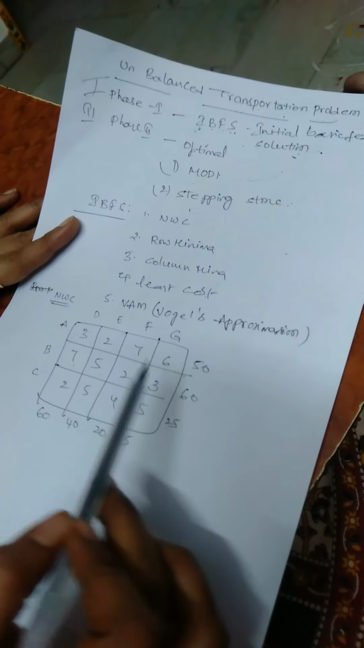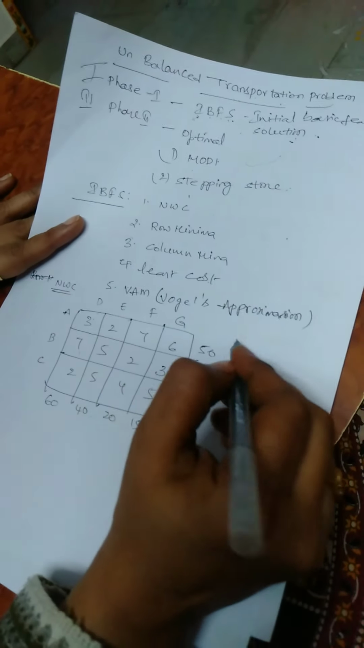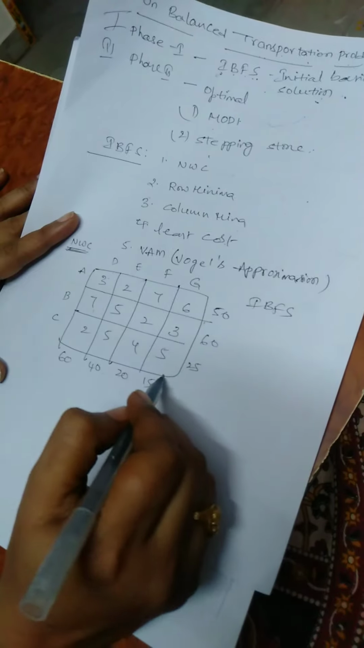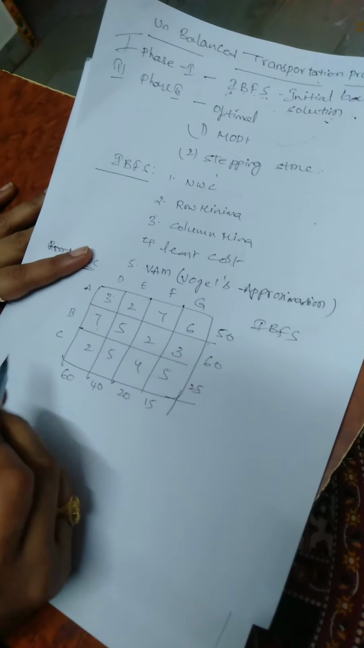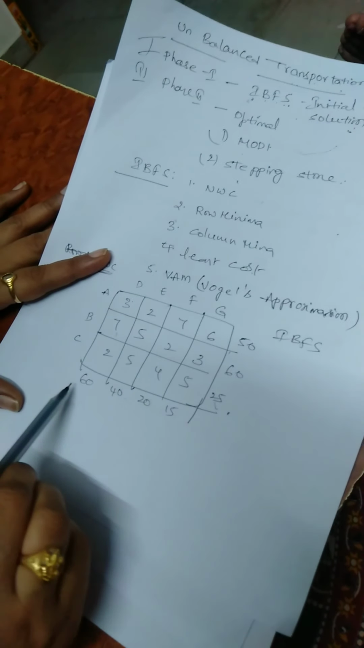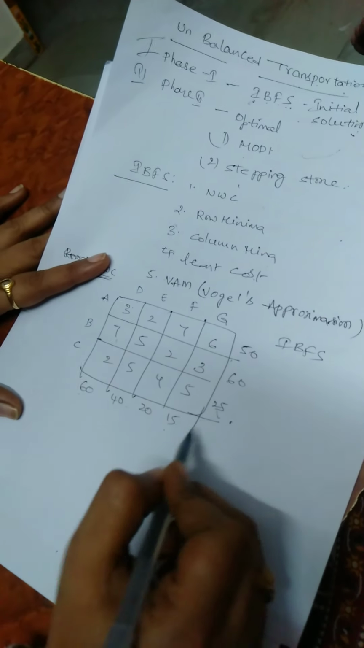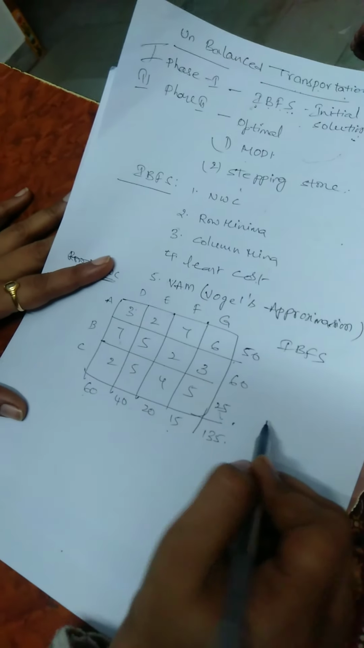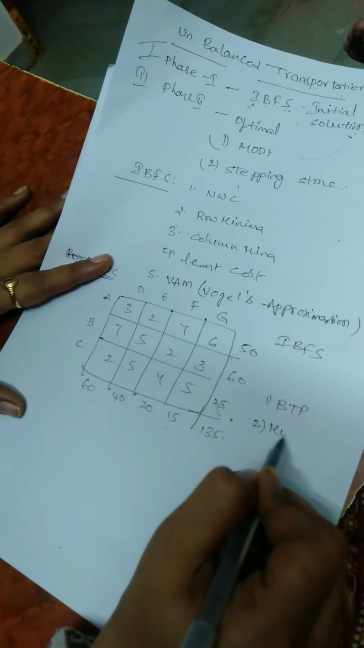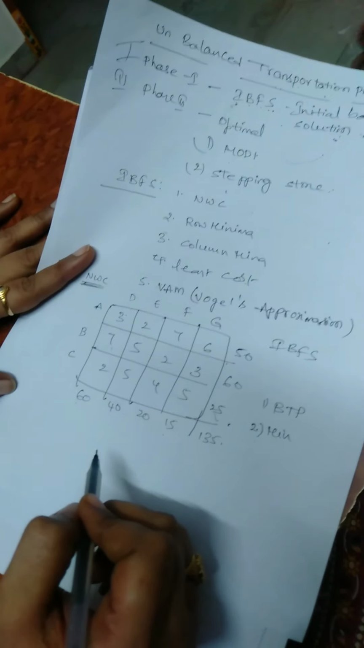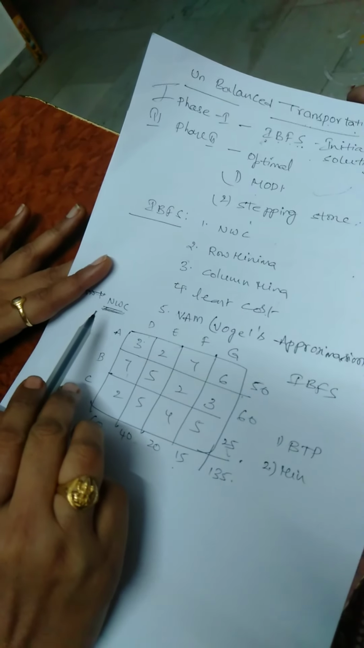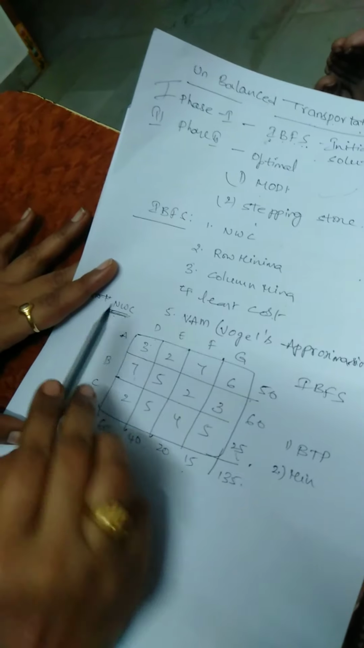Let us see how to find IBFS by using northwest corner rule. So consider this example. Here total supply and total demand are both 135. Therefore it is a balanced transportation problem, and it is a minimization model of transportation problem. The first two requirements are over, and now let us find IBFS by using northwest corner rule.